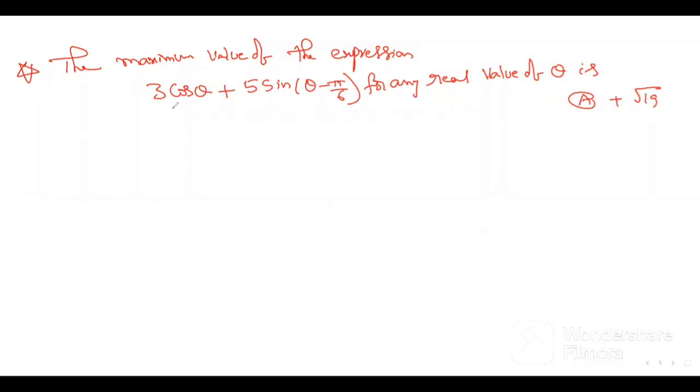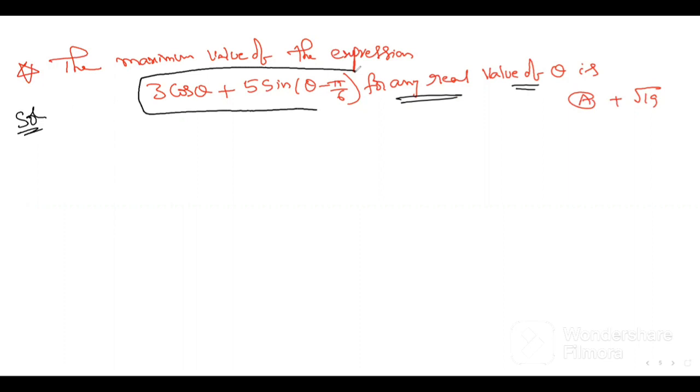Okay, now next question. The maximum value of the expression 3 cos theta plus 5 sin theta minus pi by 6 for any real value of theta. Okay, let us simplify this: 3 cos theta plus 5 sin theta minus pi by 6.